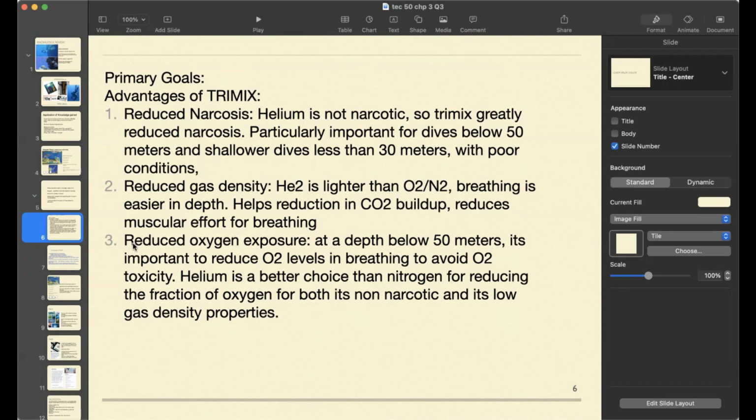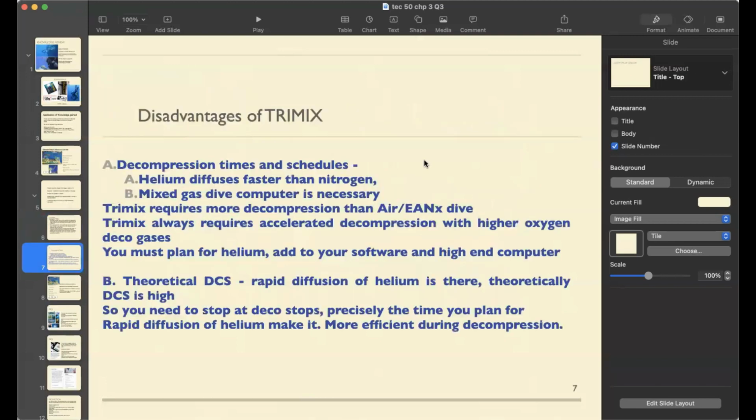And then the third point is reduced oxygen exposure at a depth below 50 meters. It is important to reduce the oxygen level in breathing to avoid oxygen toxicity. Helium is a better choice than nitrogen for reducing the fraction of oxygen, for both its non-narcotic and its low gas density properties. What are the disadvantages of this one?